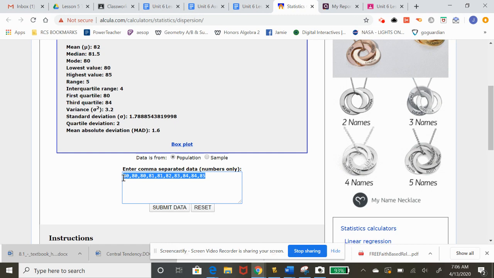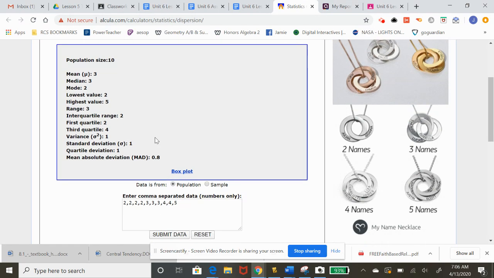So we'll go to our website and then we're going to type these in. So 2 2 2 2, 3 3 3, 4 4 5. Okay, and then we'll get our data. So our mean is 3, our median is 3, mode is 2, our range, which is your highest minus your lowest, is 3, and then our standard deviation is 1.